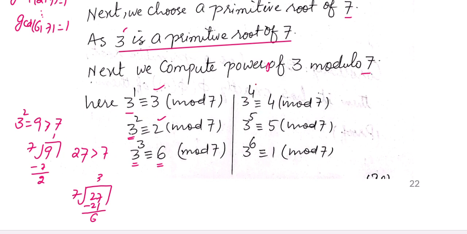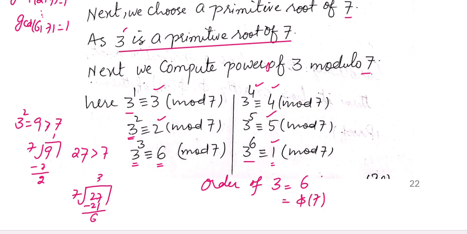3 raised to power 4 is congruent to 4. 3 raised to power 5 is congruent to 5. 3 raised to power 6 is congruent to 1. So the last power being congruent to 1 shows the order of 3 is equal to 6. And 6 is actually phi of 7.